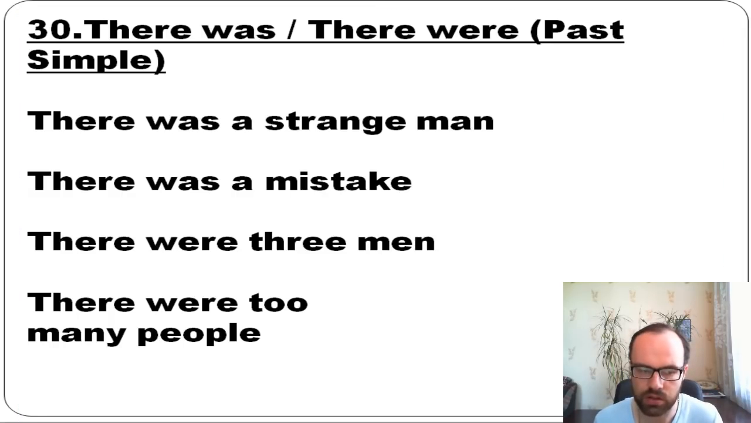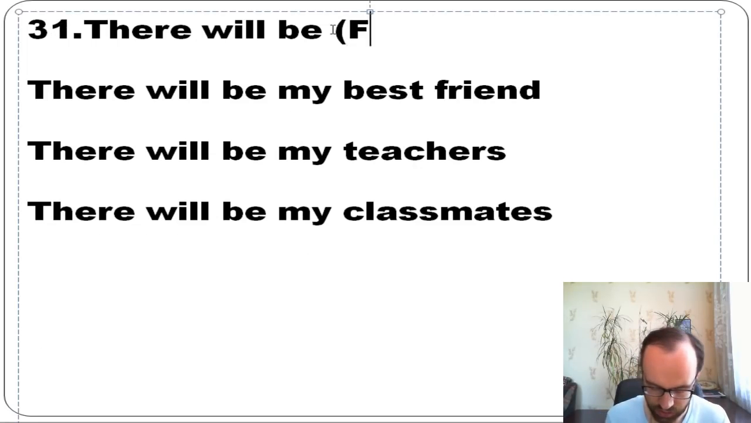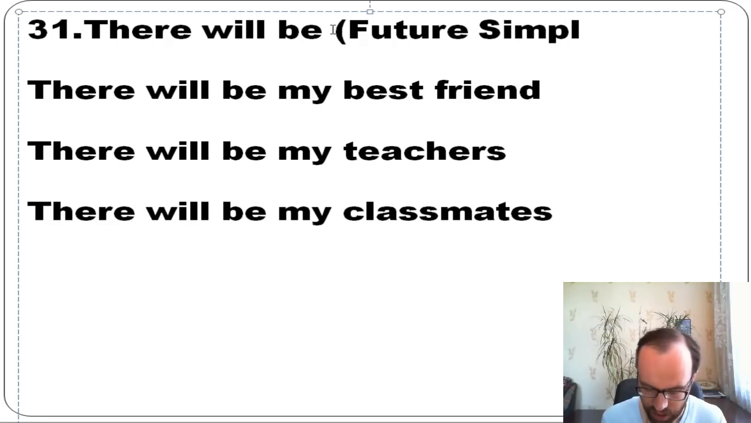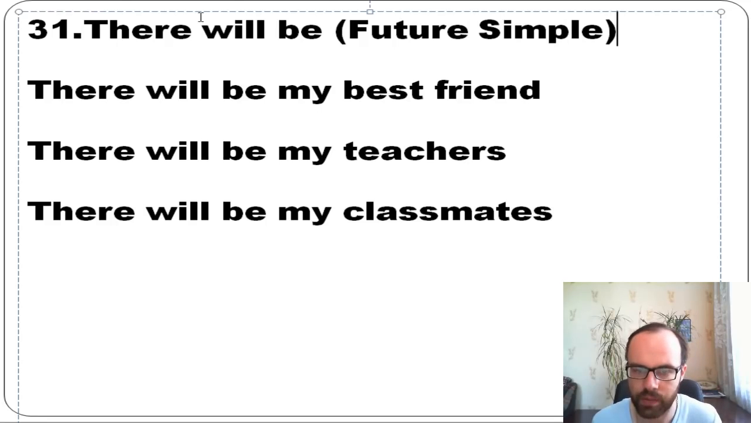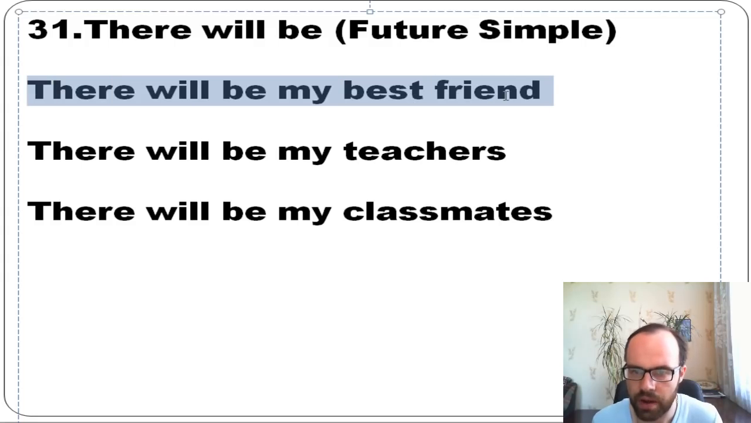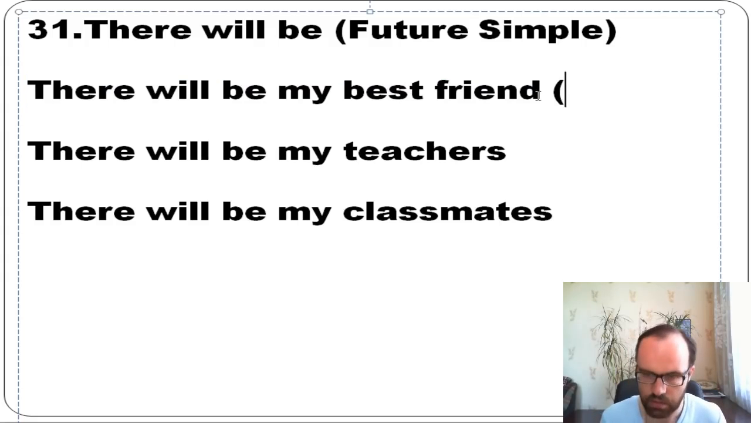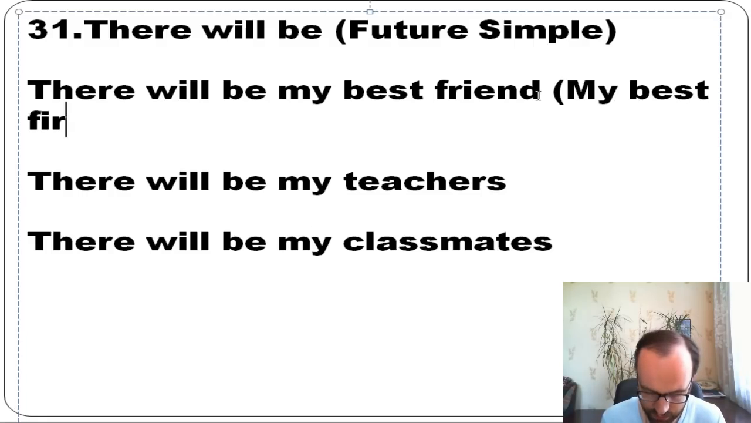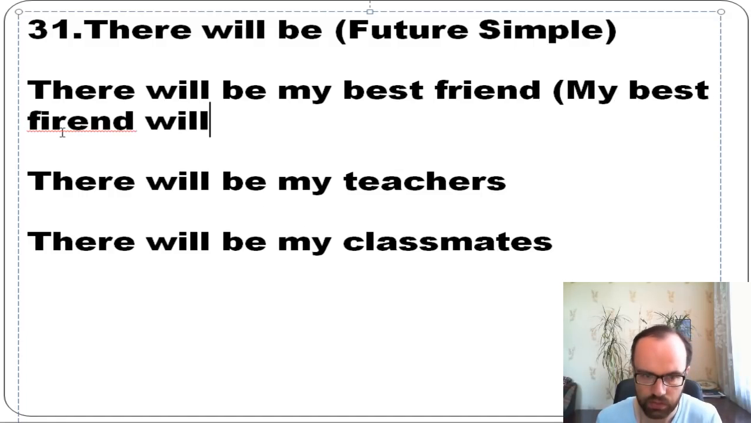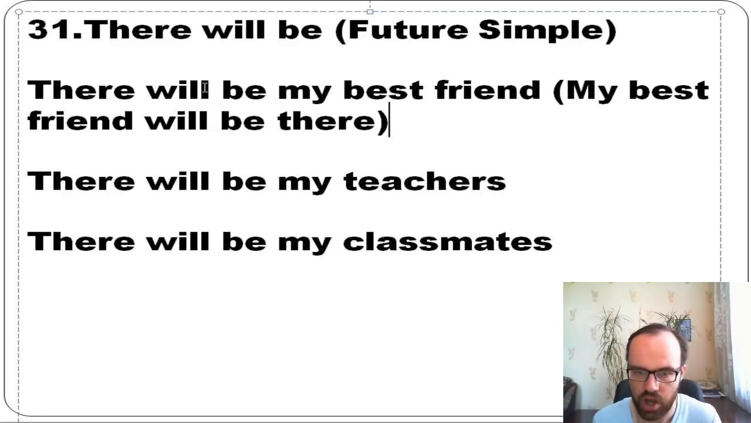Okay, maybe you want to say it talking about the future. No problem. You can say it in future simple too, and you'll say there will be my best friend. It means my best friend will be there. There will be my teachers. It means my teachers will be there. There will be my classmates.